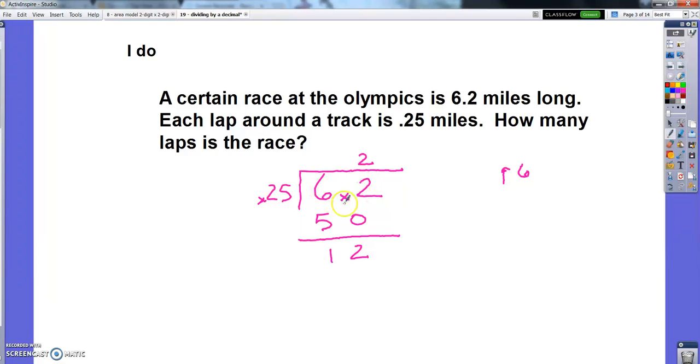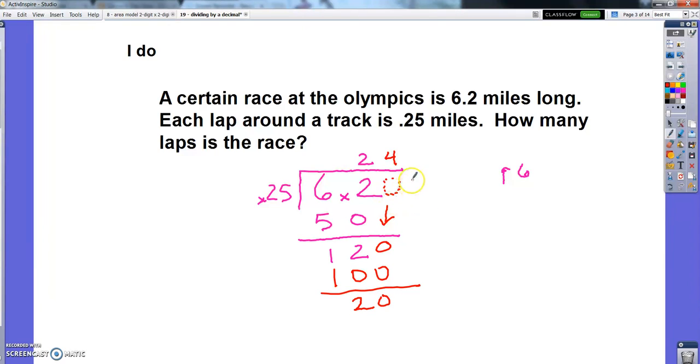So instead of doing 6 2/10, I'm going to imagine I was originally dividing 6 20 hundredths because I just need to keep going to get a more reasonable answer. So let's see, 25 times 4 is 100. Another one would be 125, so I can only do 4. 4 times 25 is 100. That leaves me with 20.